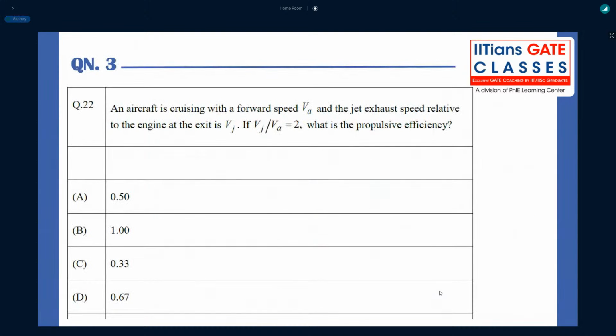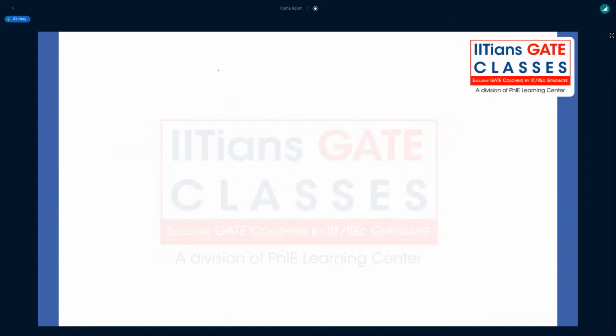Okay. Let us move on to the next question. That is question number 22 from the paper. An aircraft is cruising with a forward speed Va and jet exhaust speed relative to the engine at the exit is Vj. If Vj by Va is 2, what is the propulsive efficiency? They have not exactly mentioned the kind of engine they are using in the aircraft. Let us assume it's a turbojet engine.